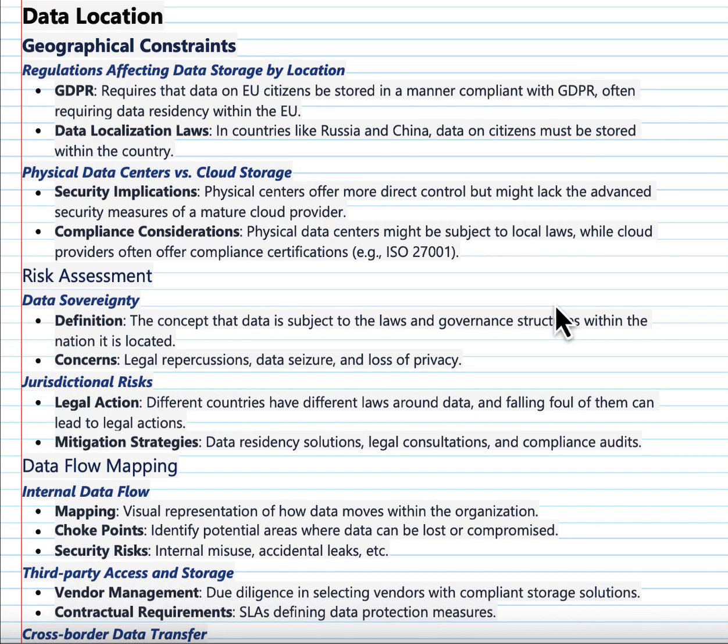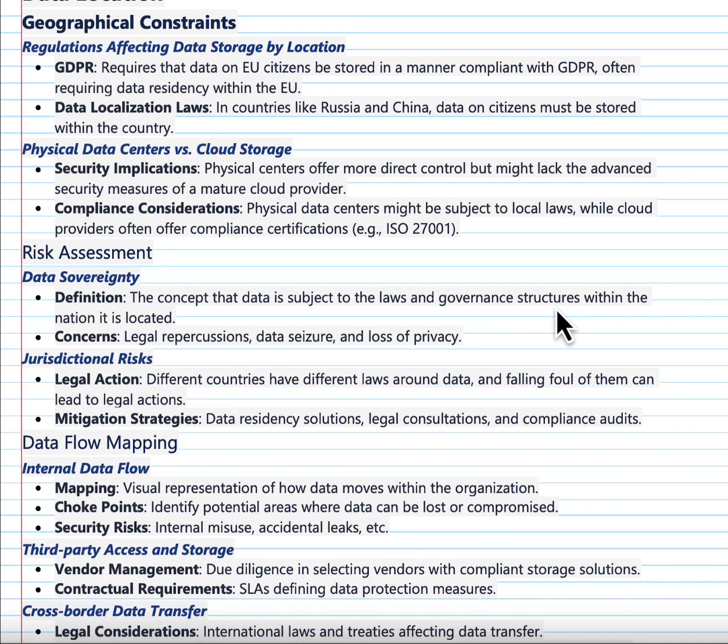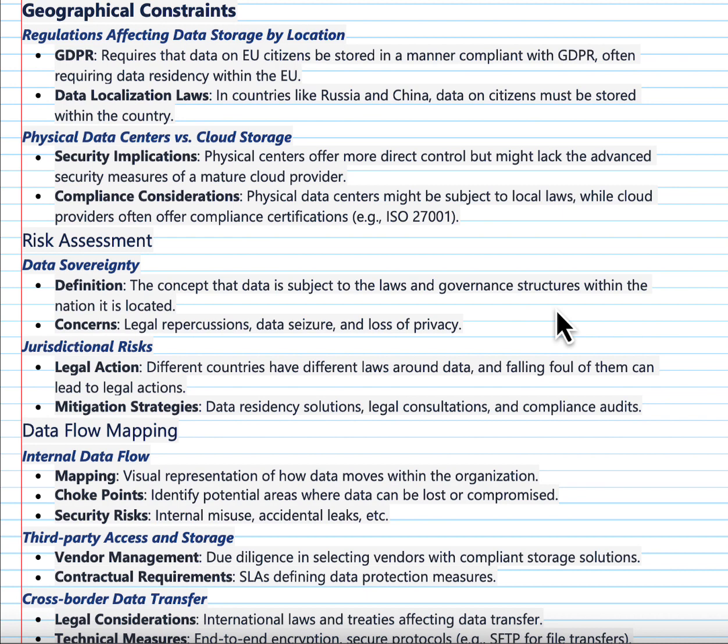Okay, so as we're dealing with data location, there are three main buckets we're going to cover. One is geographical constraints, then risk assessments, and then data flow mapping. So geographical constraints. Now, there are regulations that affect data storage and where you can put it. As an example, the GDPR does require data on EU citizens to be stored in a manner that will meet GDPR requirements. And it does often require them to be stored within the EU. Now, it is not a hard and fast rule. You don't have to store all of the data related to EU citizens within the EU.